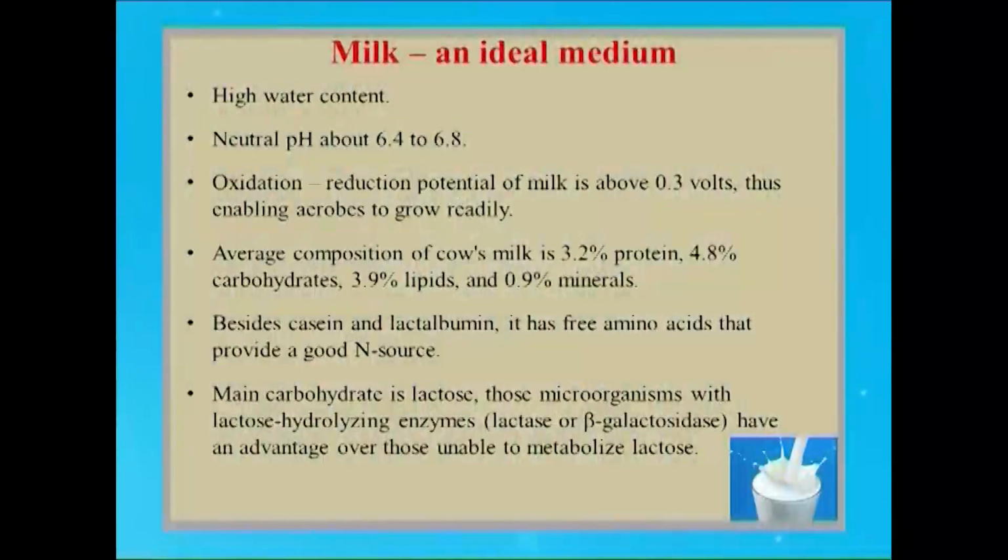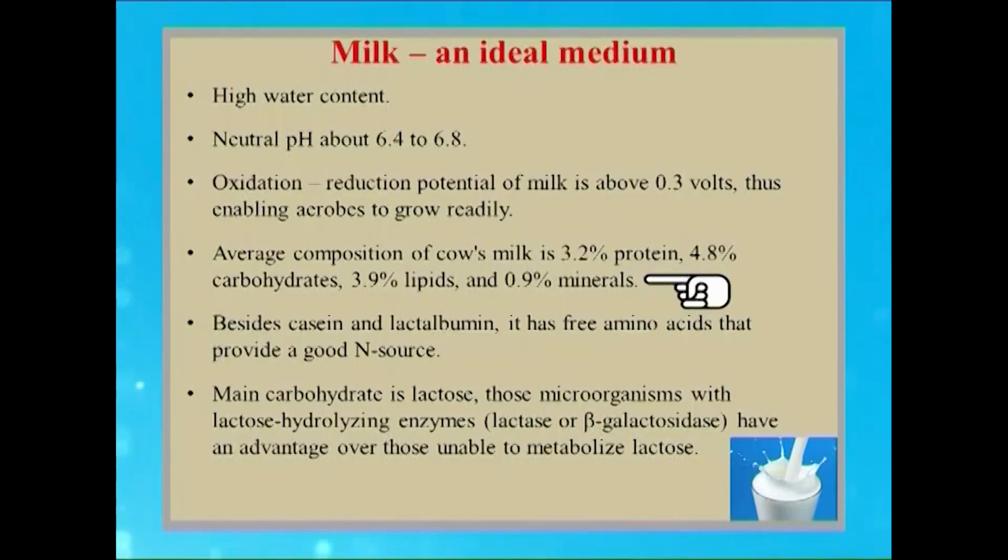What are these? The milk has a high water content, a high amount of moisture, and therefore is very suitable for the growth of microorganisms. The milk has a neutral pH from 6.4 to 6.8 and therefore a very good pH for the optimum growth of the microbes. The oxidation reduction potential of the milk is about 0.3 volts and therefore this enables the aerobes to grow readily.